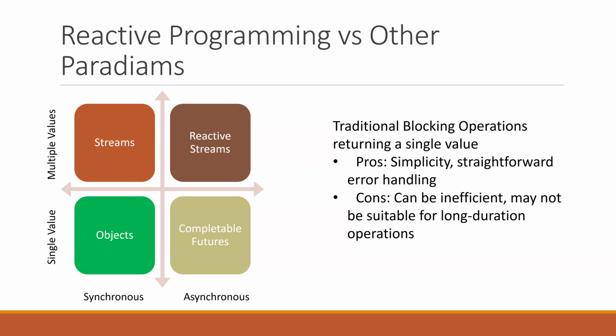But the cons to this are it could be inefficient, and it may not be suitable for method calls that are really long in duration. And long in duration is a relative term. If I'm doing real-time programming, long in duration can be in the milliseconds. If I'm doing a website, long in duration could be 2 or 3 seconds, right? If I'm doing weather prediction, long duration operations could be days, right?